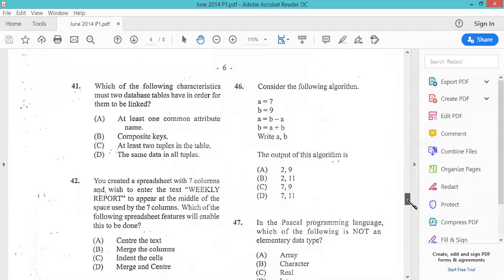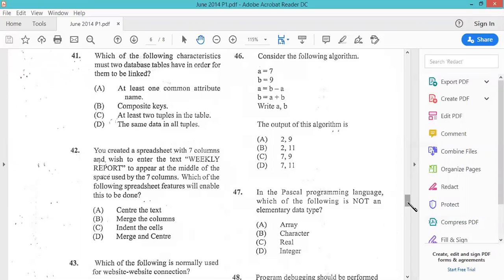Number 41. Which of the following characteristics must two database tables have in order for them to be linked? At least one attribute in common. At least one attribute name in common. Very good.